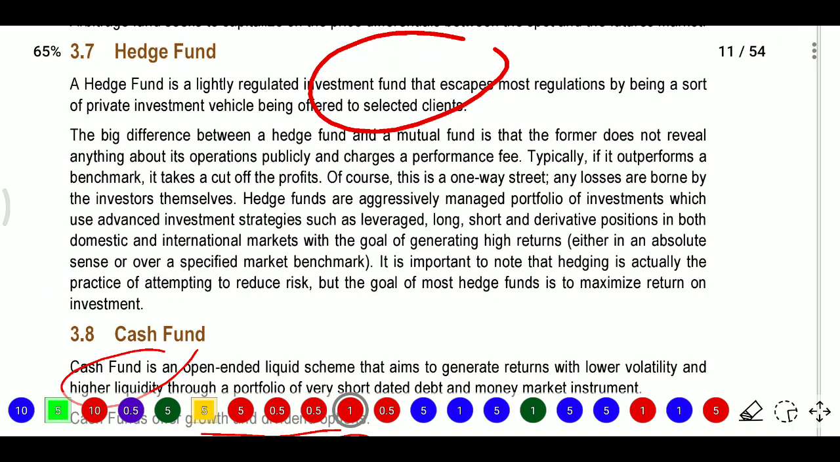Here is the big difference between a hedge fund and a mutual fund: a hedge fund does not reveal anything about its operations publicly and charges a performance fee. A mutual fund needs to provide all information to the public, whereas a hedge fund doesn't make its information publicly available because it has only 10 to 15 investors or less.